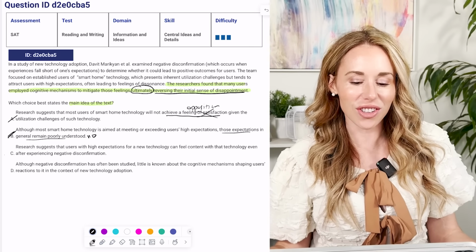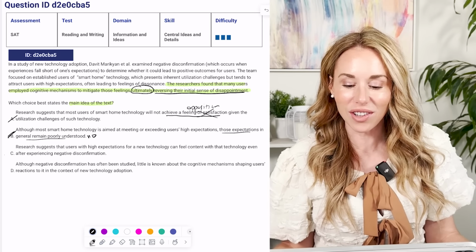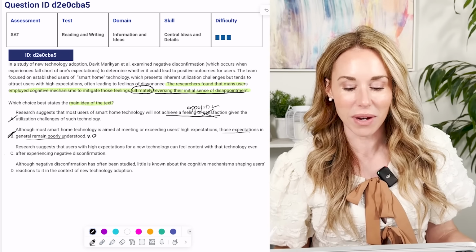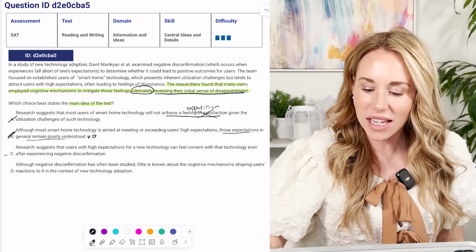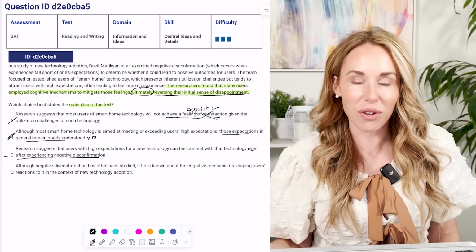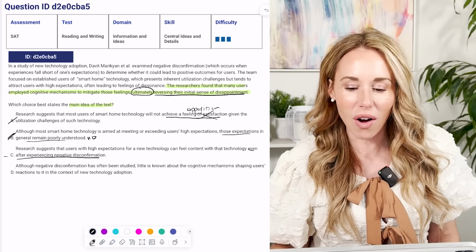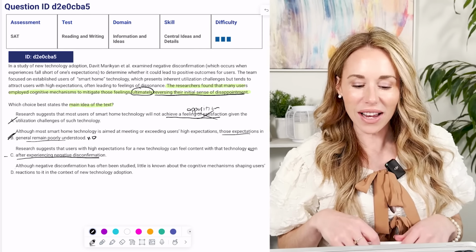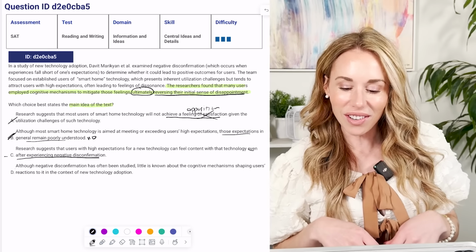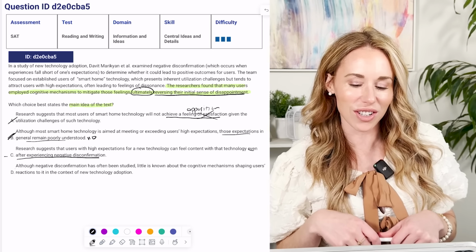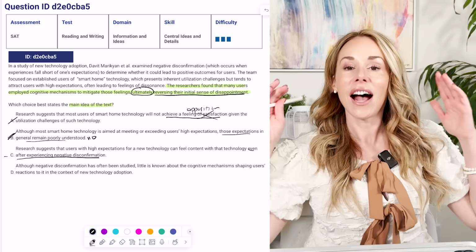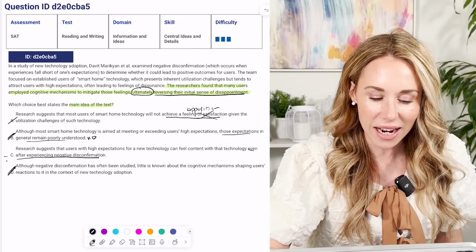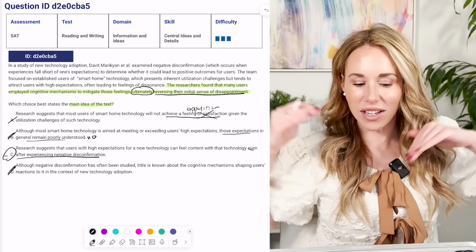C says, research suggests that users with high expectations for a new technology can feel content with that technology even after experiencing negative disconfirmation. I'm going to hold that one because the "even after experiencing negative disconfirmation" sounds like a synonym to me for ultimately reversing their initial sense of disappointment. Let's just check D though. D says, although negative disconfirmation has often been studied, little is known about the cognitive mechanisms shaping users' reactions to it in the context of new technology adoption. Again, there's no theme in here that talks about little being known, so I'm going to get rid of D. The answer is C. So I found a match. I found a synonym.